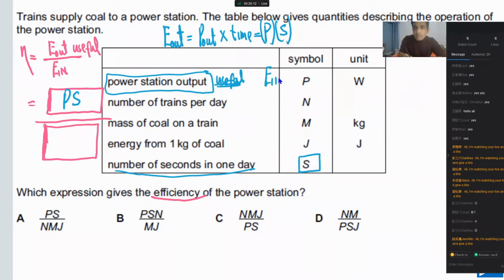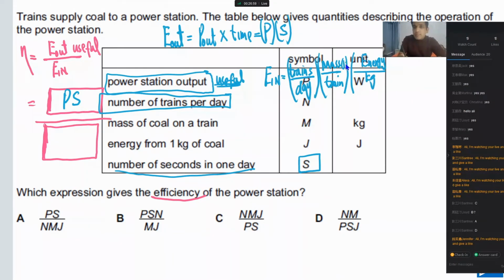So E in now. How can we calculate this? Look at this now. The number of trains per day is given to us. So we can write down here, we have trains. The number of trains per day is given to you. What else do we have? The mass of coal on one train. So we can say mass on one train. You have mass per train given to you. What else do we have? We have the energy from 1 kilogram of coal, meaning energy per kilogram. So this is energy per kg, and this is the mass in kgs.